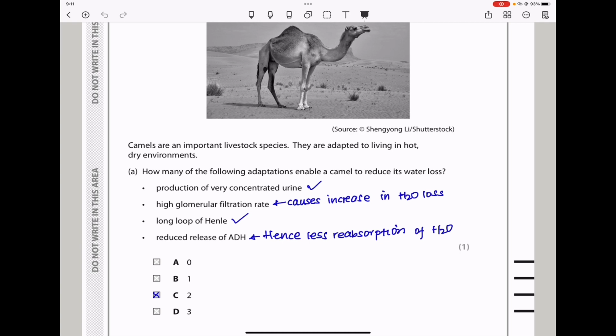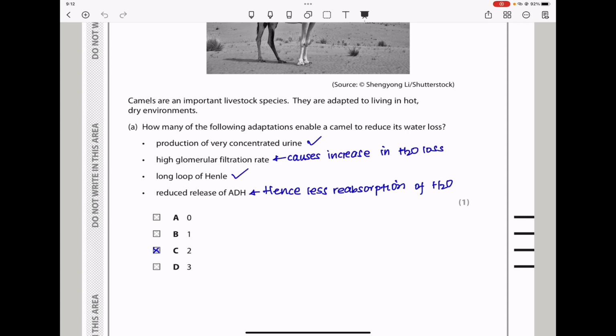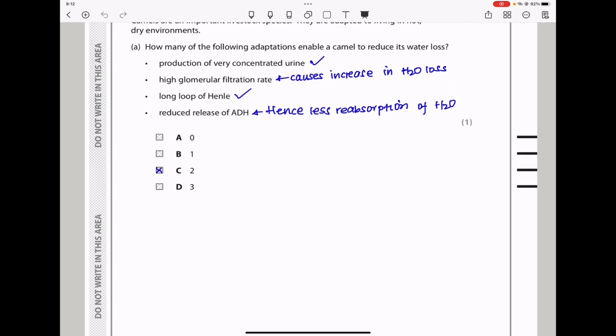That is good. Higher glomerular filtrate rate. This would cause increase in water loss, so that is out. Long loop of Henle. That is right. And reduced release of ADH. That would be wrong because release of ADH allows for more reabsorption of water, and that would be increasing, not decreasing. So that and that are going to be allowed. So the answer here is 2 because only 2 possible things were correct for the question that is asked.